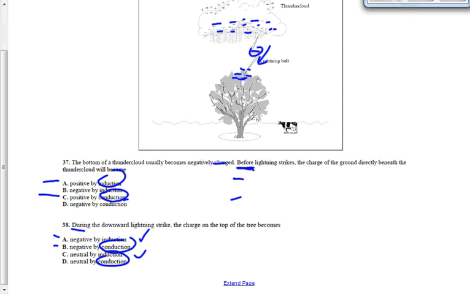Well, wait a second. Not at the end. Let's not worry about the end, because it says during the lightning strike. Let's not concern ourselves with down the road. Let's concern ourselves with what it says. During the lightning strike, there's a massive amount of electrons being added to this tree. It's going to become negatively charged.